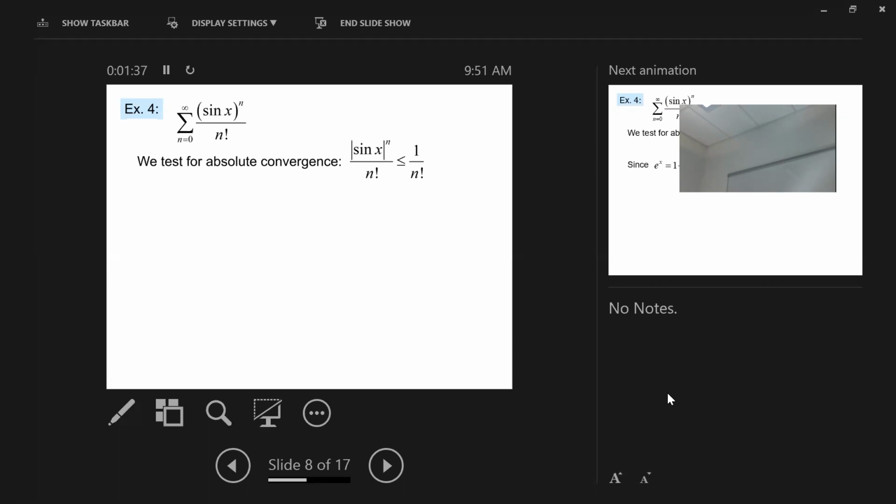Because anything to the 0 power is 1, and 0 factorial is 1. So the first term is a 1. The 0 term is 1. The first term would be what? Sine x, correct. Because it would be sine x to the first over 1 factorial. The second term would be what? Sine squared x over 2 factorial.